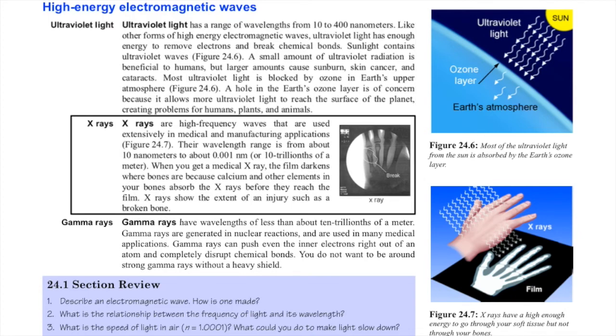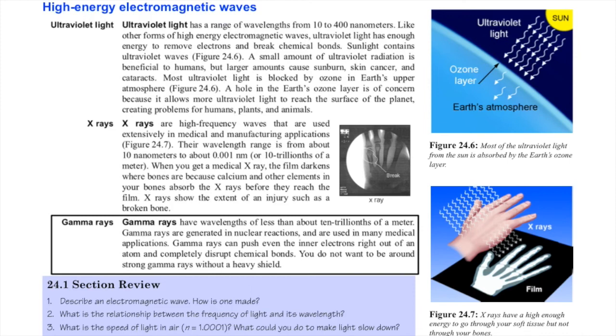X-rays. X-rays are high-frequency waves that are used extensively in medical and manufacturing applications, as shown in figure 24.7. Their wavelength range is from about 10 nanometers to about 1,000th of a nanometer, or 10 trillionths of a meter. When you get a medical X-ray, the film darkens where the bones are because calcium and other elements in your bones absorb the X-rays before they reach the film. X-rays show the extent of an injury, such as a broken bone.